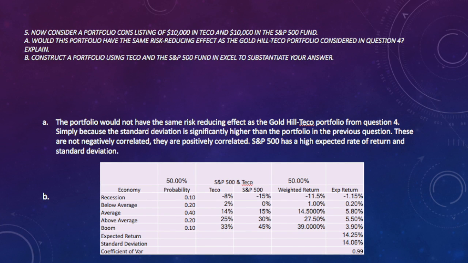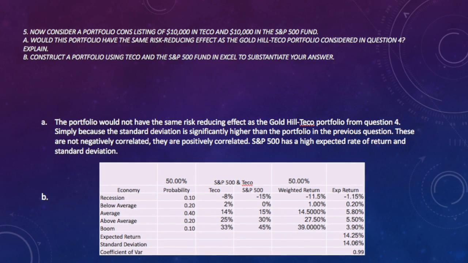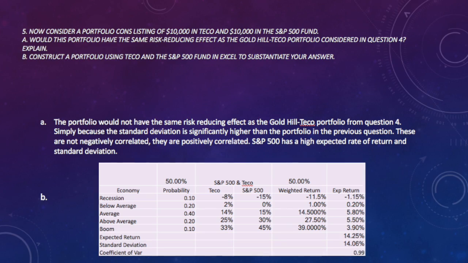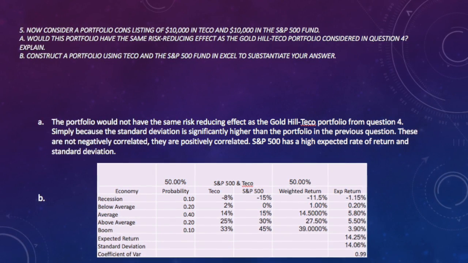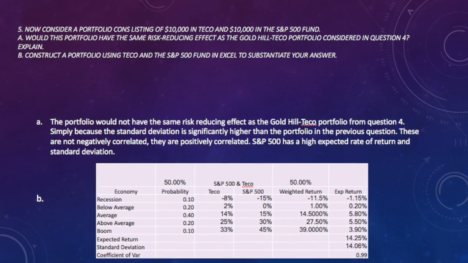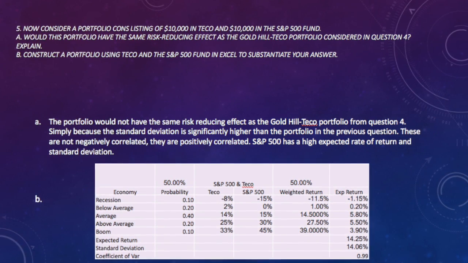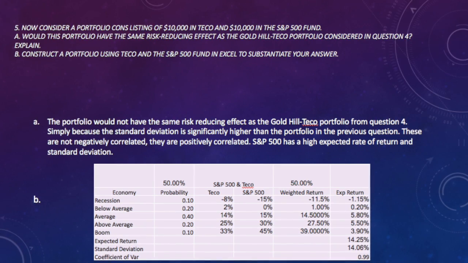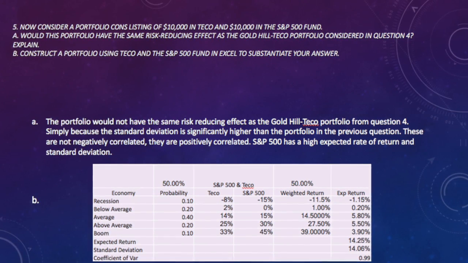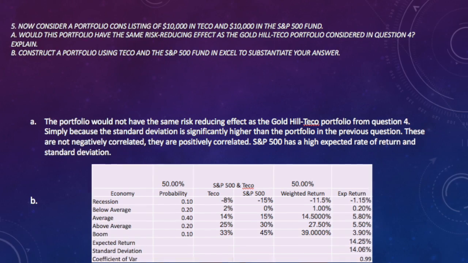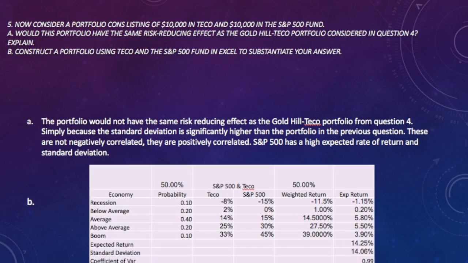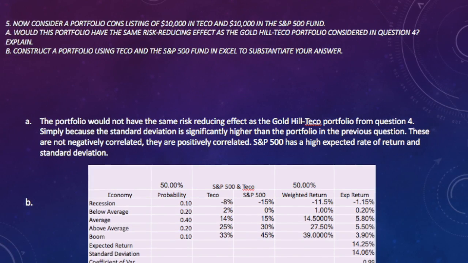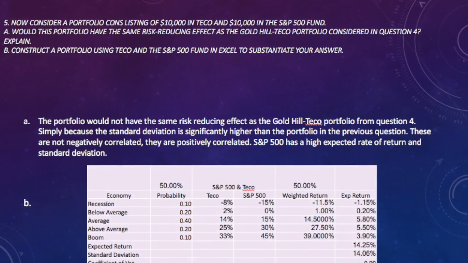Now, for question 5, considering a portfolio of $10,000 in TICO and $10,000 in the S&P 500 fund, would this portfolio have the same risk reducing effect as the Gold Hill and TICO portfolio from the previous question? The portfolio would not have the same risk reducing effect as the Gold Hill TICO portfolio because the standard deviation is a lot higher than the portfolio in question 4. And they're not negatively correlated because they're positively correlated.